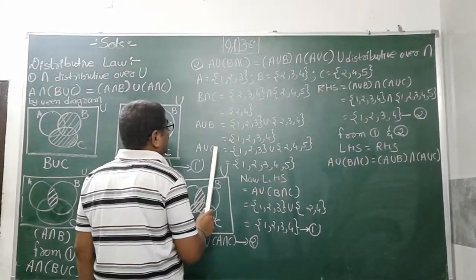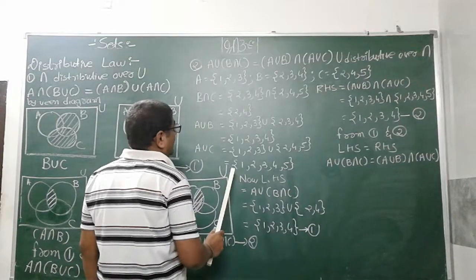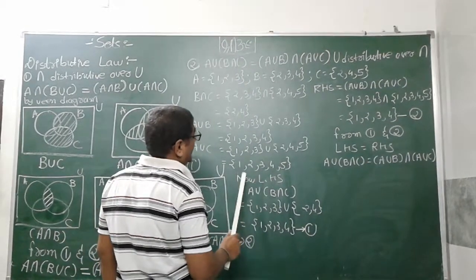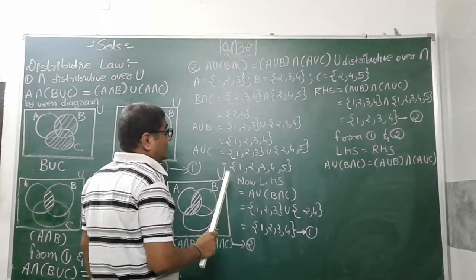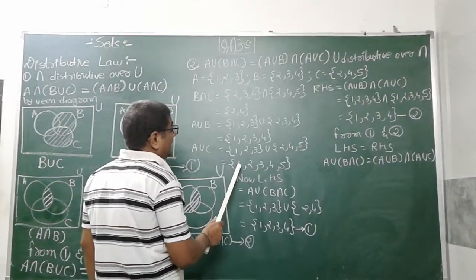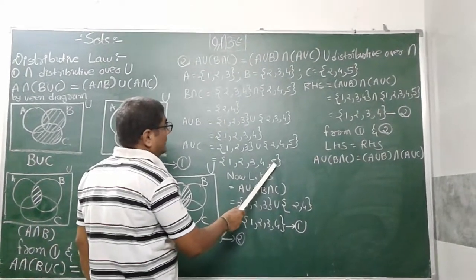A union C, that is {1, 2, 3} union {2, 4, 5}. So union means either in set A or in set C. But if an element is coming 2 times, we have to write it down only 1 time. That is A union C equal to {1, 2, 3, 4, 5}.